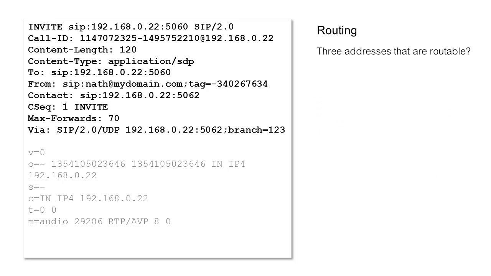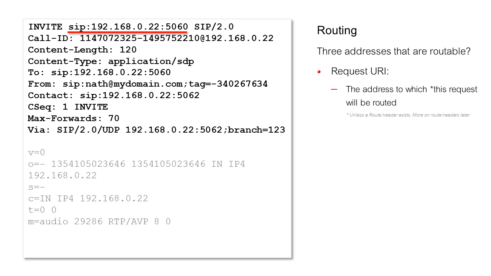The routable addresses: there's the request URI, the contact address, and the via address. Remember, the to, from, and call ID headers are for reference only and are never used for routing. Now, the request URI contains the address to which this request will be routed, and the via header contains the address to which the response to this request should be routed back.